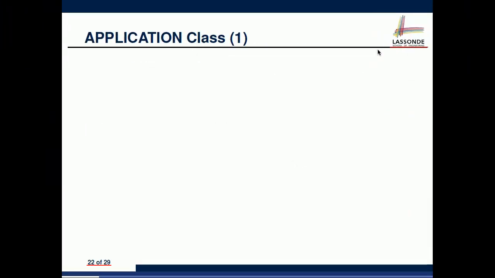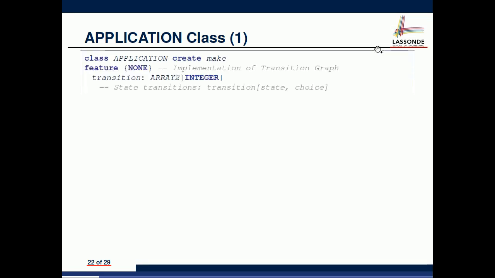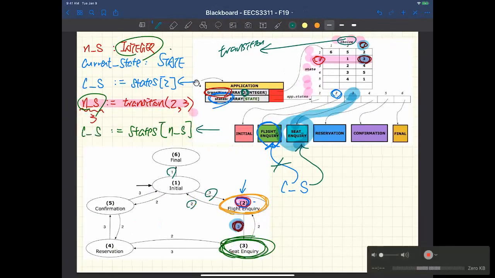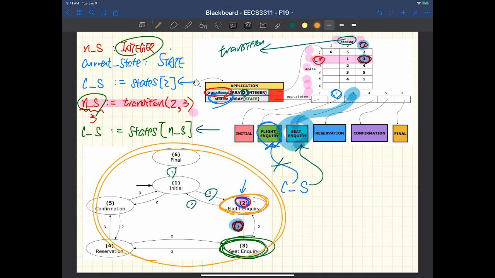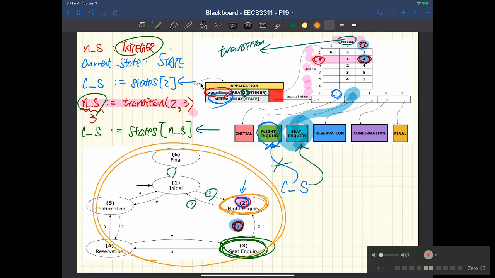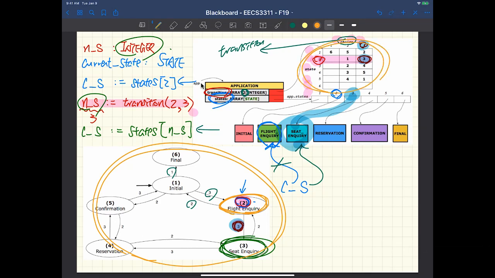So let's see the application class. This is the client of the state pattern. Every time you want to really use the state pattern, from your point of view, first of all, for your design, start with a conceptual finite state machine like this. Make sure you're comfortable with it. And then you're going to translate it into this particular 2D array, the transition table. That's what you would do.